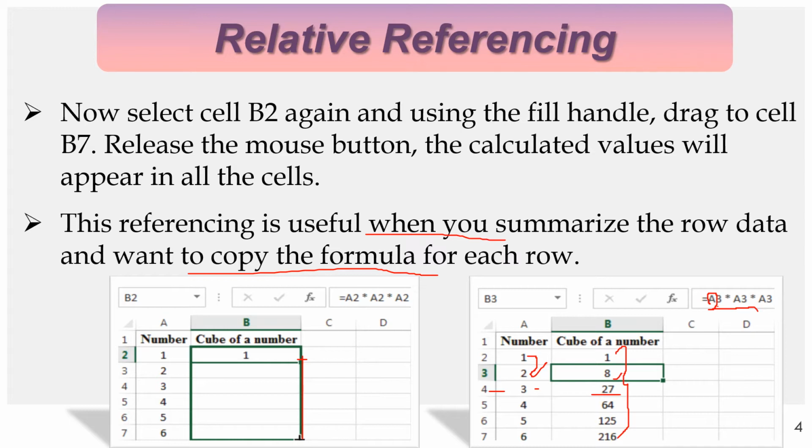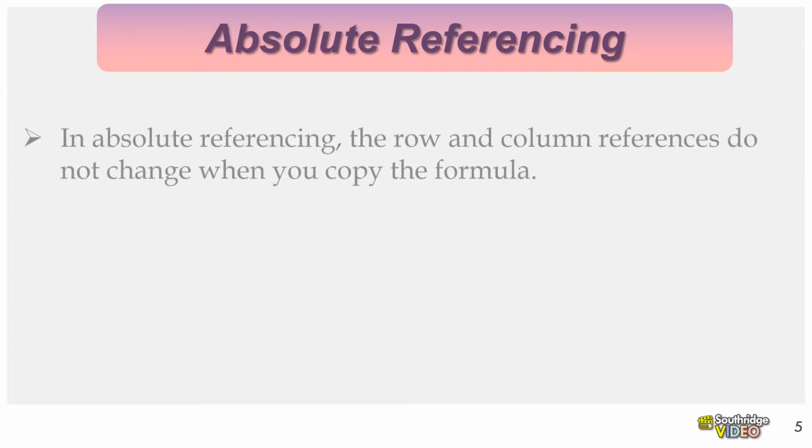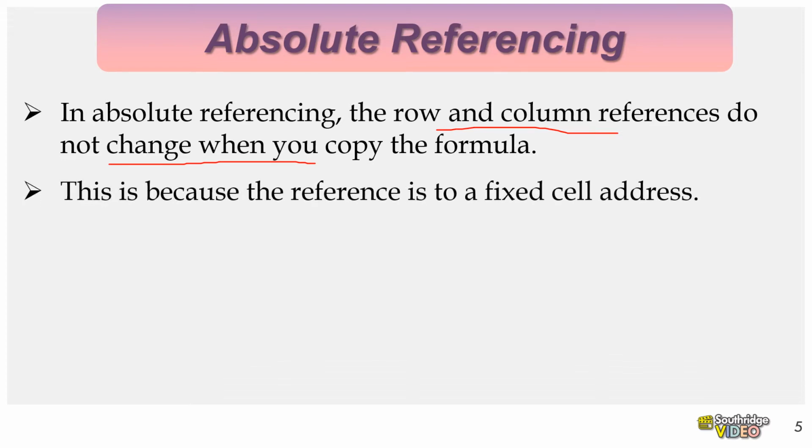So next case we will see, that is absolute referencing. In this case, the row and column references do not change when you copy the formula. So in the first case, relative referencing, the row and column reference will change, right? So here we'll see with an example.